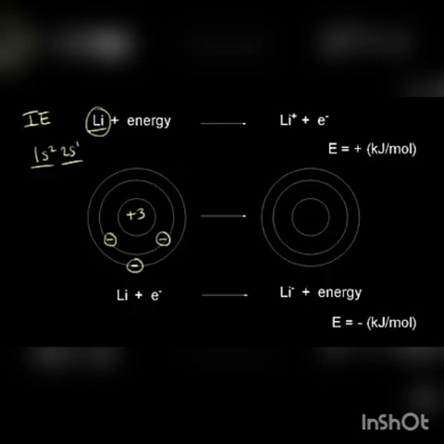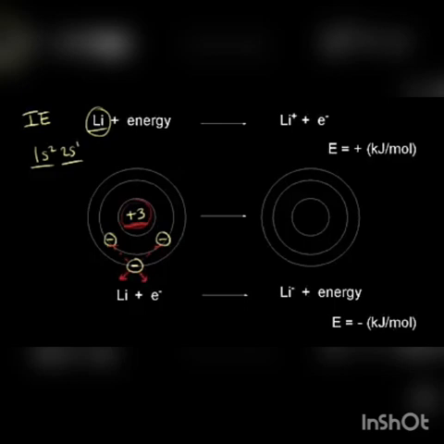The valence electron is shielded from the full positive 3 charge of the nucleus by the presence of the core electrons. So like charges repel, and these core electrons repel this outer electron and shield it from the full positive 3 charge.